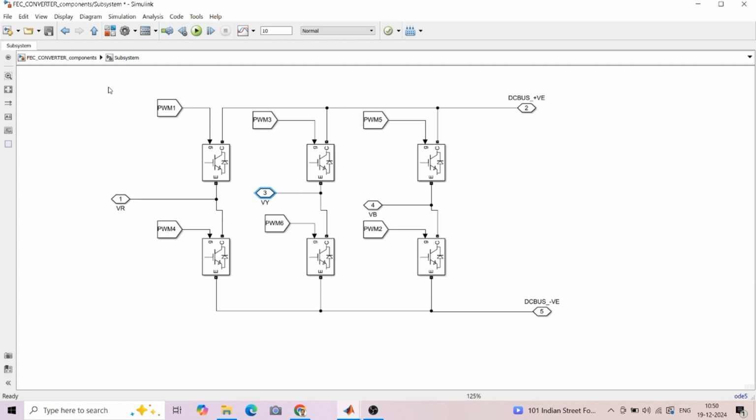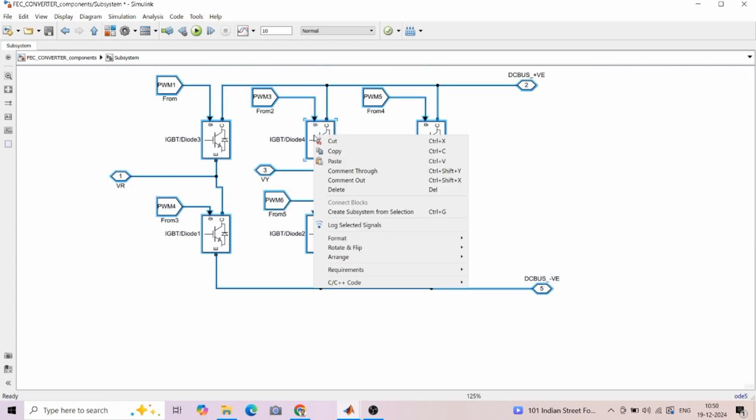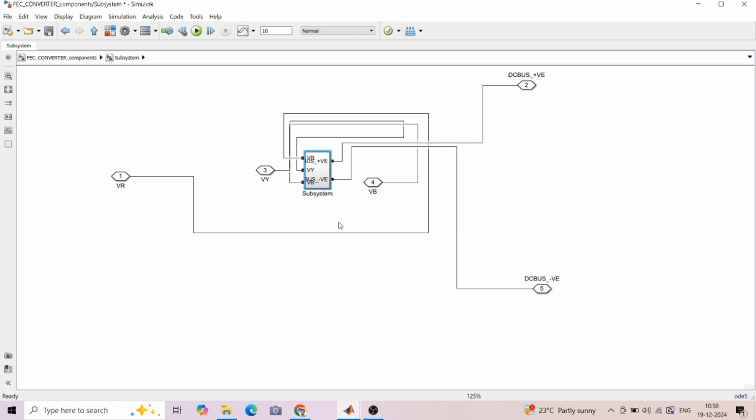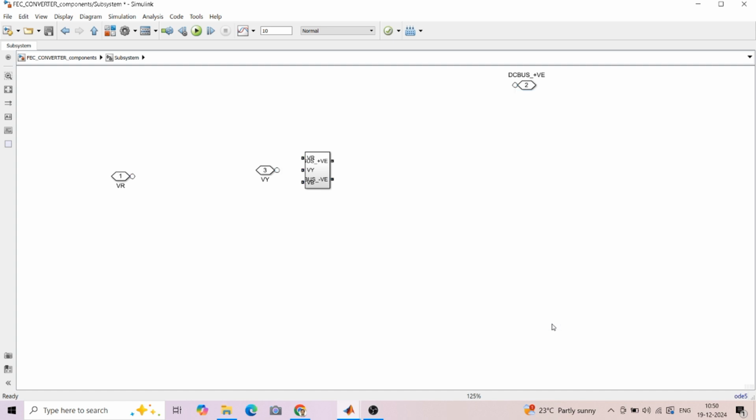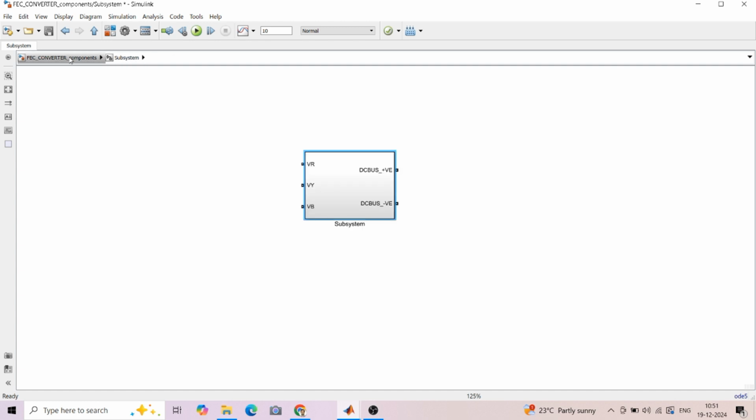So now we will make a subsystem out of this, and we will rearrange this one. Okay, so this is our inverter or VSI.